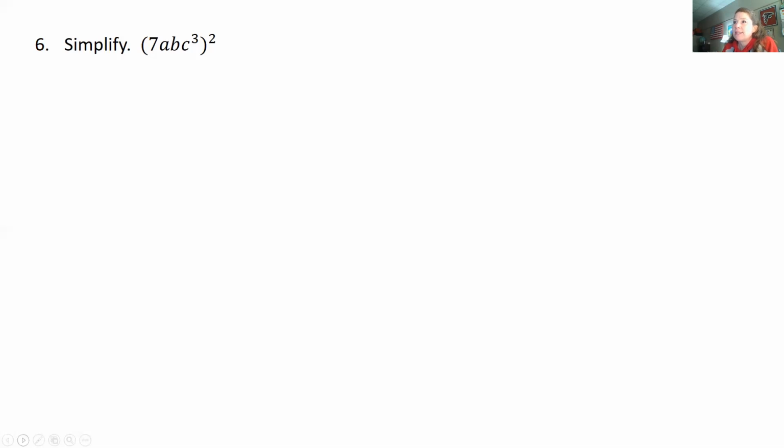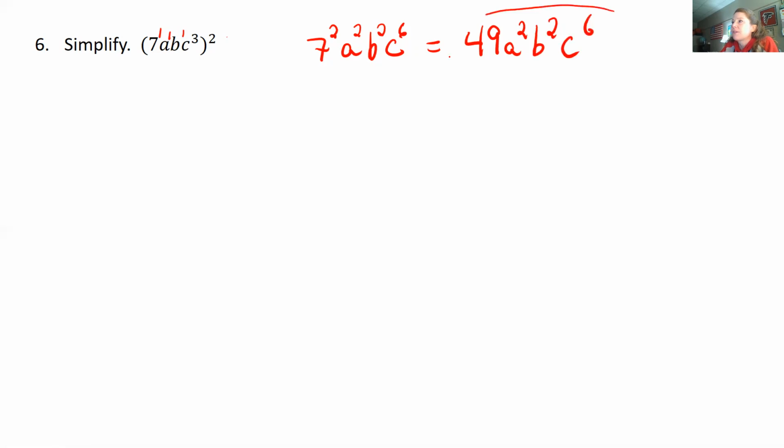Now for this one, when you have a power raised to a power, the rule is you multiply those exponents. So even when you don't see an exponent, you still have to distribute that 2. If you don't see an exponent, that means it's a 1. So our exponent of 1 times 2 is 7 squared times a squared times b squared times c to the sixth. And then of course we can square 7. So this is the best answer.